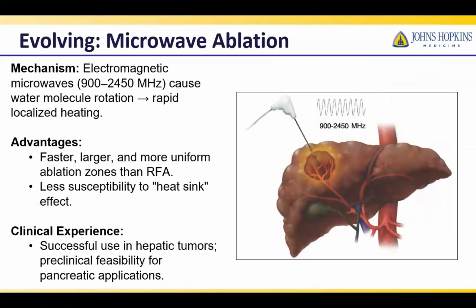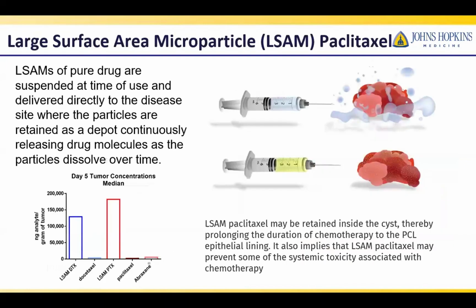The next technology is the microwave ablation that uses electromagnetic microwaves that create rapid spinning of the water molecules and create localized heat. The advantage is it is much faster and much more localized, but can also be expanded to larger spaces, and there is no heat sink effect. And this has been successfully used in hepatic tumors and is another potential for the pancreas cyst space.